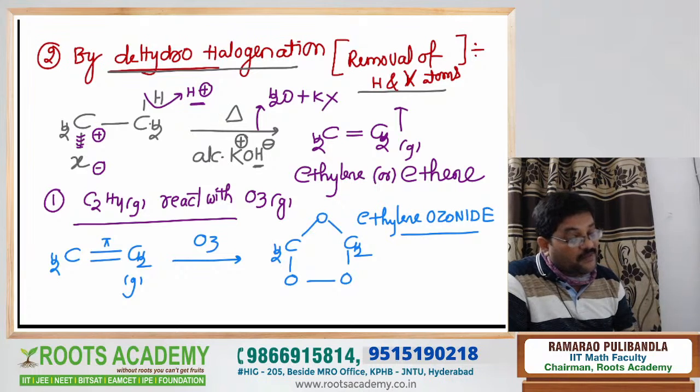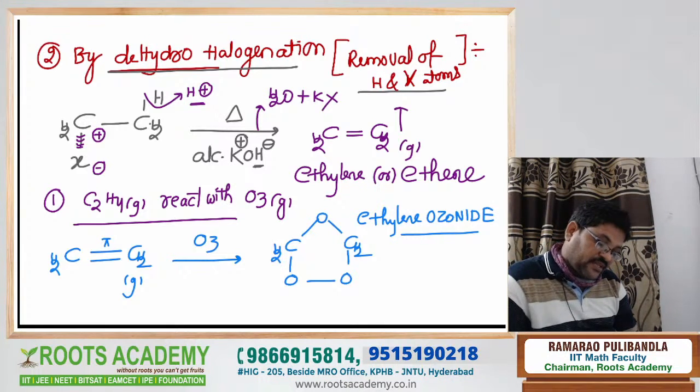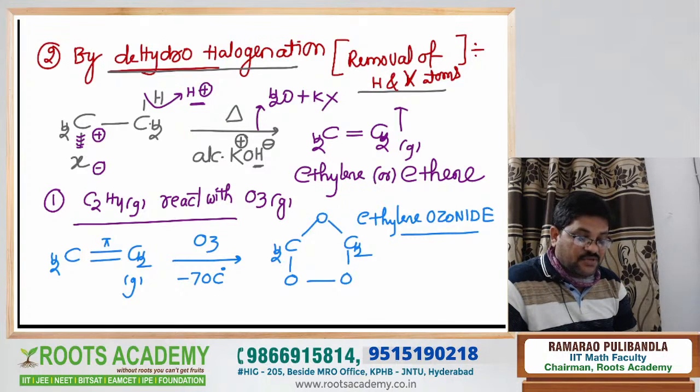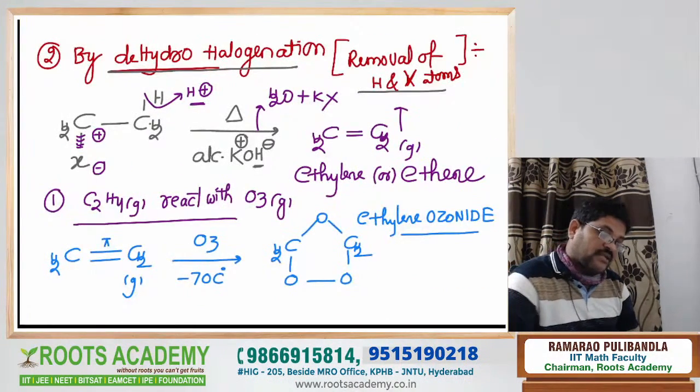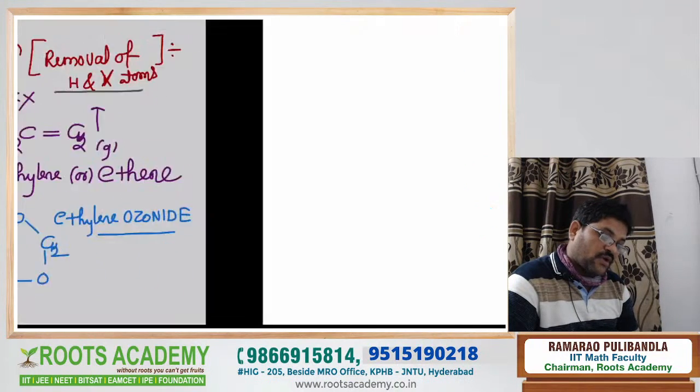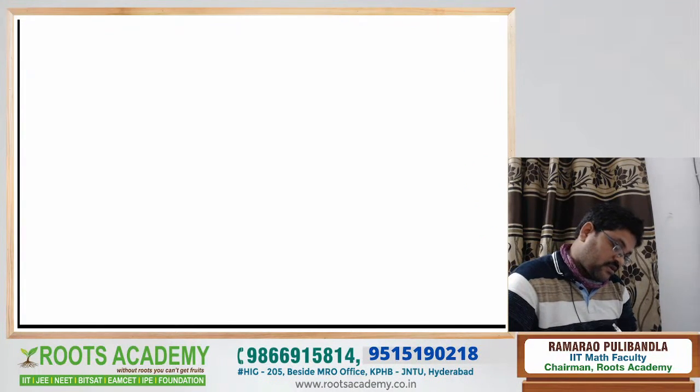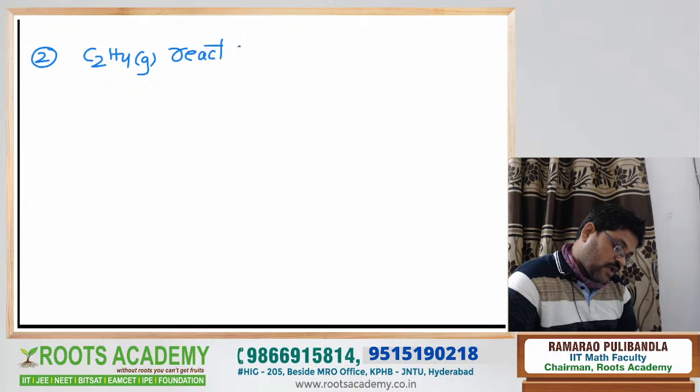But from the IPE point of view, you write the equation and write the statement. Ethene gas reacts with ozone gas at a temperature of -70 because ozone gas is very unstable, and you get ethylene ozonoid. The first reaction is completed, and come to the second reaction, hypohalous acid. Easy. So ethene gas, C2H4 gas, reacts with hypohalous acid. What is hypohalous acid?